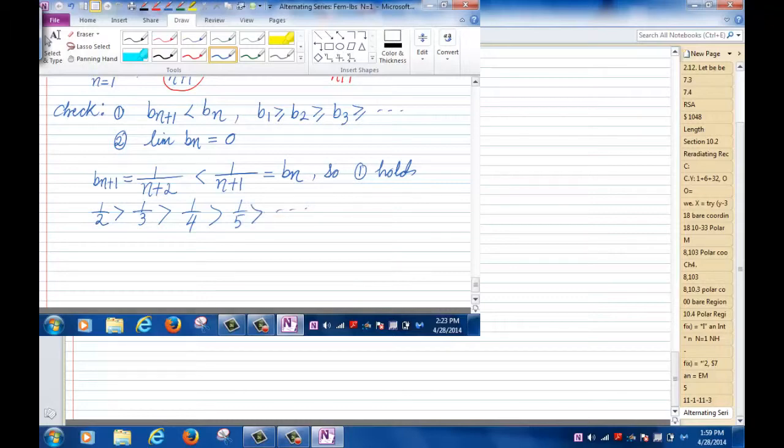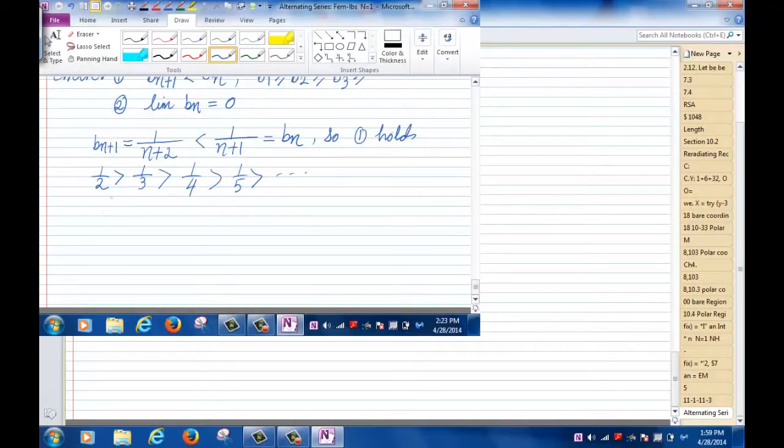It's a decreasing sequence. All right. How about 2? What's the limit of 1 over n plus 1 as n goes to infinity? Well, that's clearly 0 because the denominator is going to infinity, while the numerator is always 1. So both conditions are satisfied. So 2 holds.